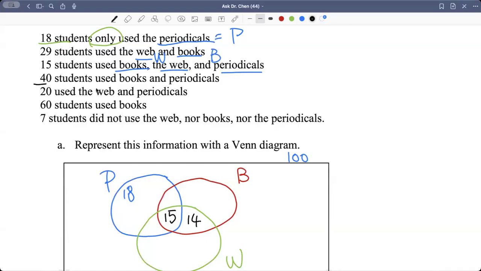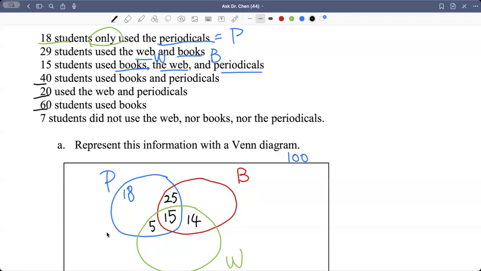Then the next one, 40 students use the books and periodicals. We know 15 is already here. So 40 minus 15 is 25, because 25 plus 15 is 40 students who use the books and also the periodicals. Now the next one, 20 used the web and the periodicals. 15 is already there. 20 minus 15 is 5, so this should be 5.